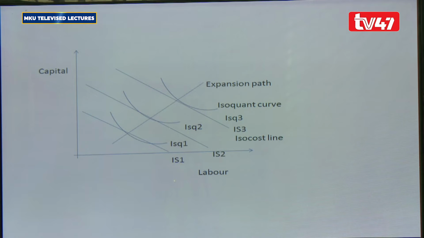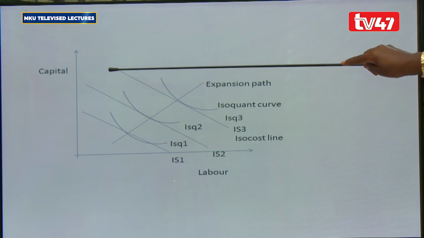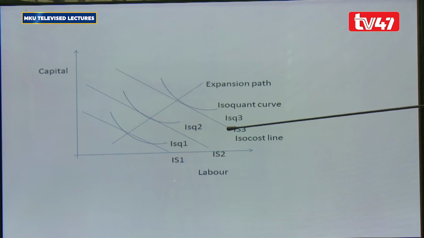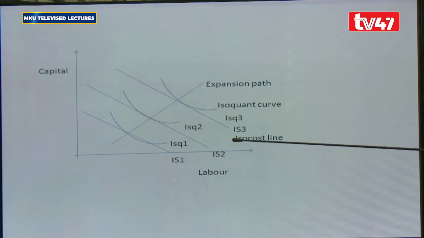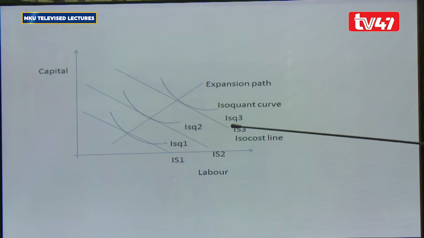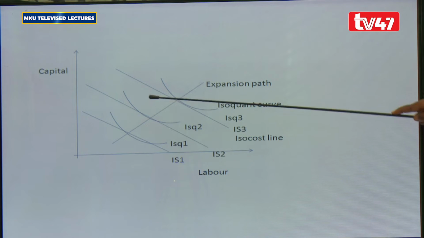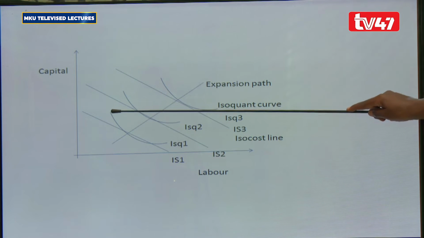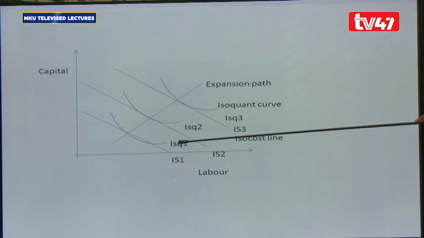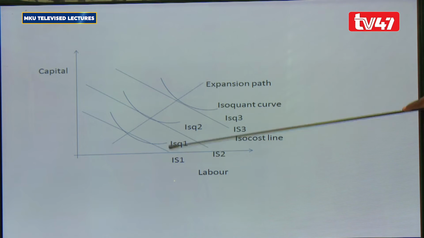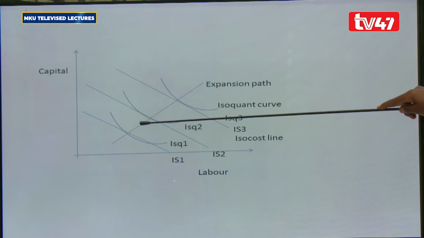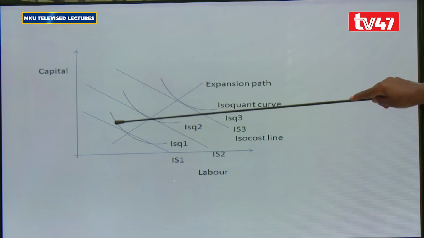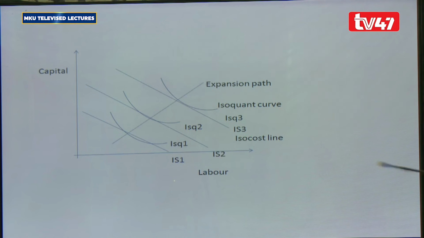The line we are seeing here is the isocost line, which in layman's language we will call the budget line. How much can he afford to purchase? So it is very possible for a producer to operate at isocost 1, isocost 2 or isocost 3. Similarly, he can operate at isoquant 1, 2, or 3.